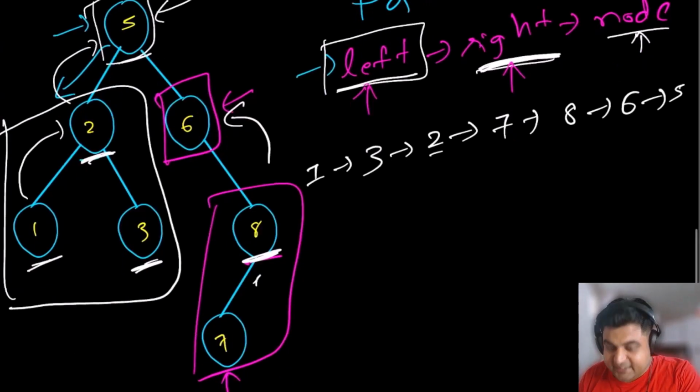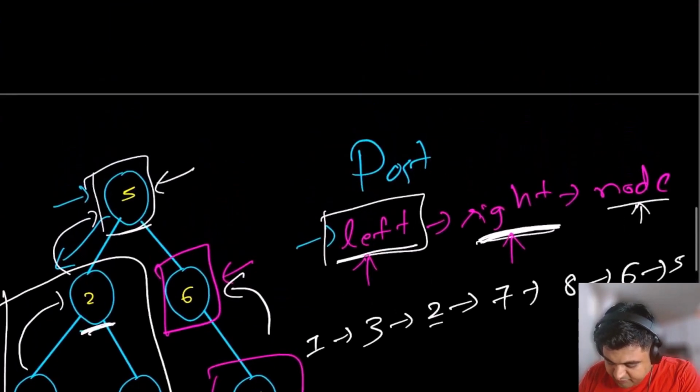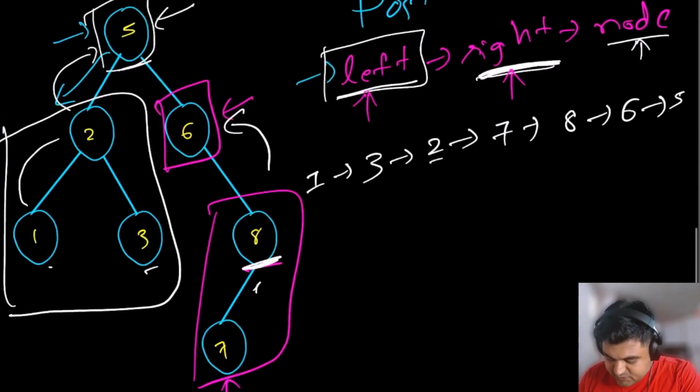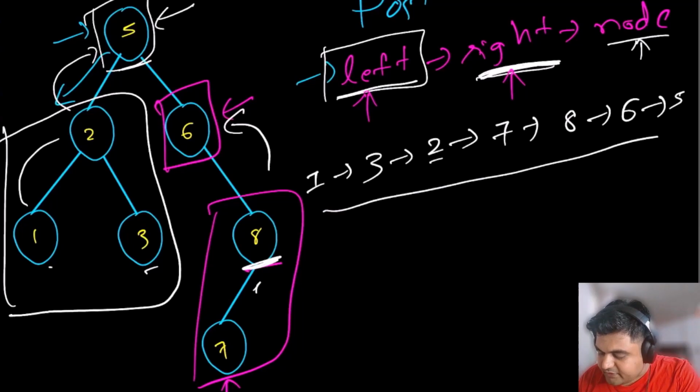So what we did in this post-order traversal is that we took care of all the elements that were present at the leaf before moving back to its predecessor, and this would be the post-order traversal for this tree.